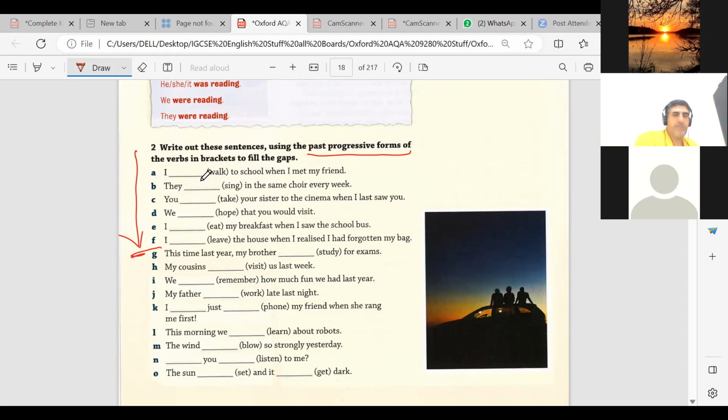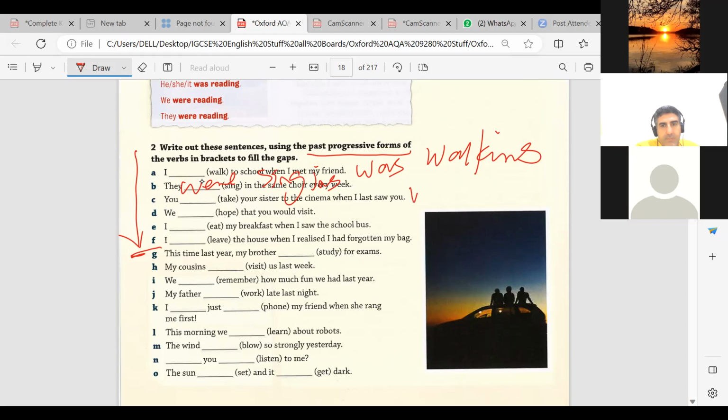I was walking. So I was walking. They were singing. So they were singing. Okay. Yes, they were singing. طيب, Akram, can you complete, please? Taking.